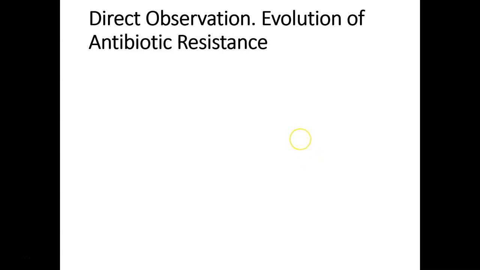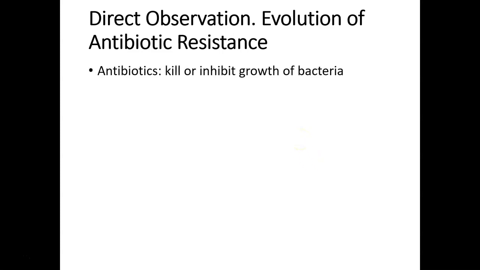Another great example of a direct observation of evolution is antibiotic resistance. Antibiotics kill or inhibit the growth of bacteria. Antibiotics are actually produced as defensive mechanisms by microbes. So, for example, penicillin was first discovered on moldy bread. That moldy bread actually inhibited bacterial growth, and the antibiotic aspect of penicillin was produced by the mold itself.